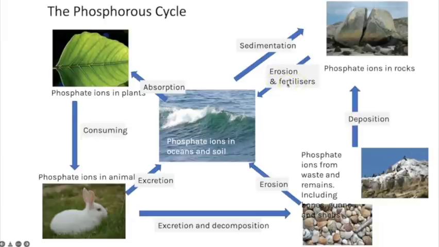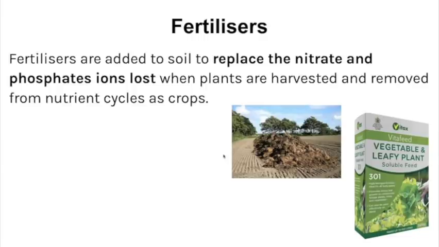Fertilizers added to soils can also run off from the soil or leach into water sources, so it would return it back into oceans, or it could just be within the soil itself, but that will be adding phosphorus into the cycle. If we just look at fertilizers a little bit further, we said that they can be added to the soil. The reason for that is when crops are harvested, you're removing the plants, and that is therefore removing one of the stores of nitrate or phosphate ions. So it's going to be taken out of the nutrient cycle.